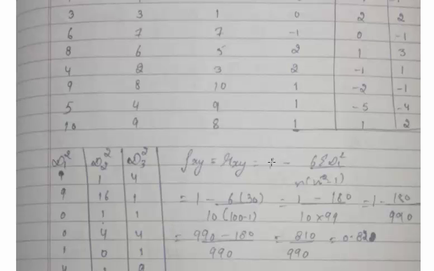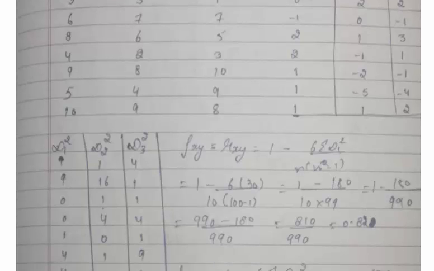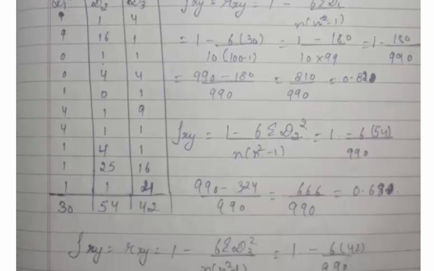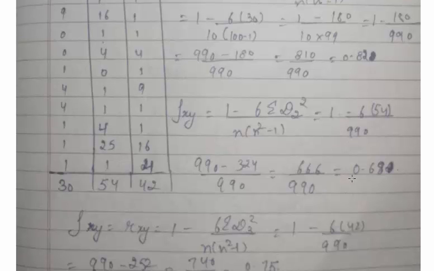Then first we find the rank correlation between the first two judges, Rxy, that means the first judge and second judge: 1 minus 6 D1 square over n into n square minus 1. We find the value is 0.82. Then we find the rank correlation for the second and third judge, which equals 0.68, and this equals 0.7. For the third, we find this equals 0.75.